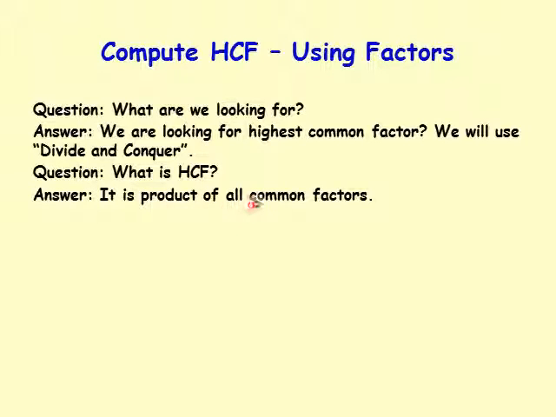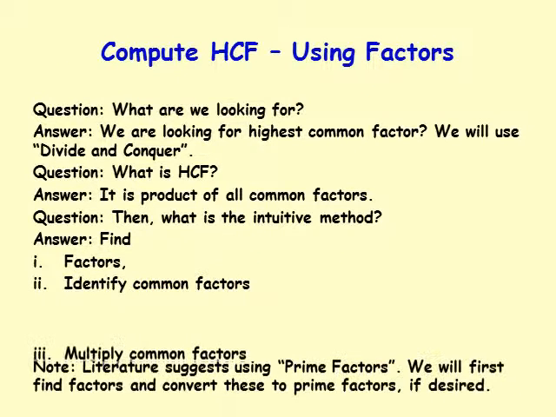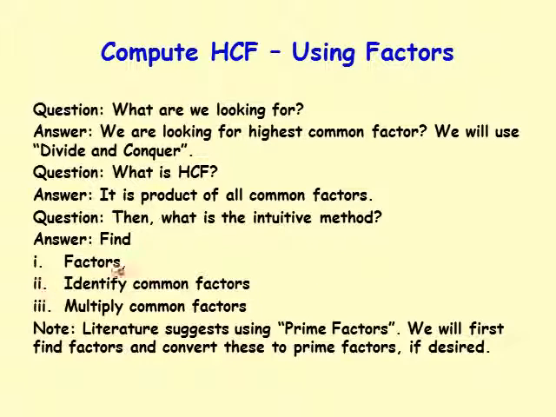So what is HCF anyway? HCF is the product of all common factors. When we divide and conquer, we get the common factors in pieces, one at a time, so in the end we have a product of all the common factors. What's the intuitive method to find HCF? Find factors, identify common factors, and multiply all common factors. So we find the factors of the first number, the second number, and so on, then identify the common factors of all the numbers involved, and in the end multiply all the common factors found.